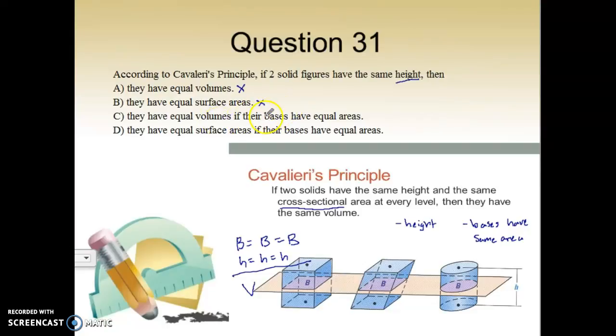They have equal volumes if their bases have equal areas. Well, yeah, they told us that they have the same height. So if their bases have the same area, then that has to be our answer. All right, but let's look at D just to be sure. They have equal surface area, blah, blah, blah. I don't even care what the rest of that says because we have not been talking about surface area in this problem. All right, I hope that helps.